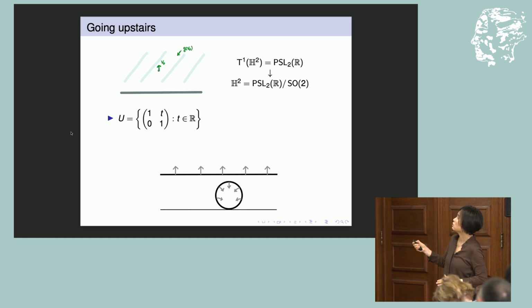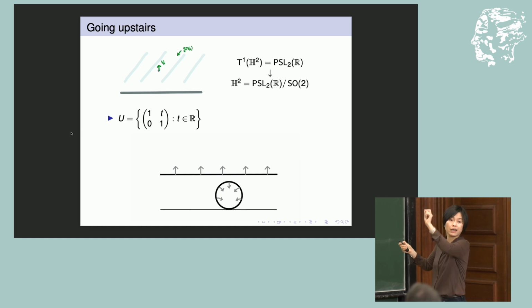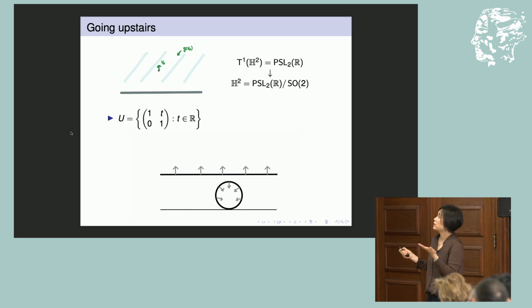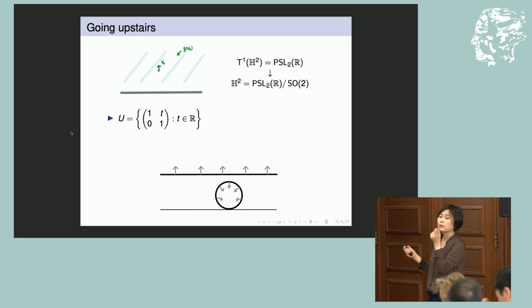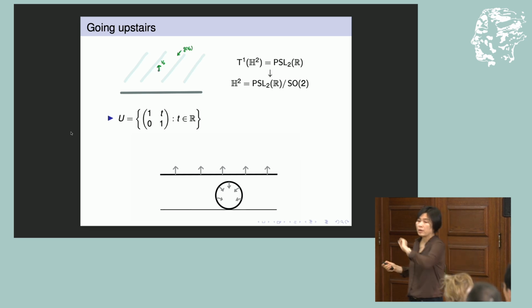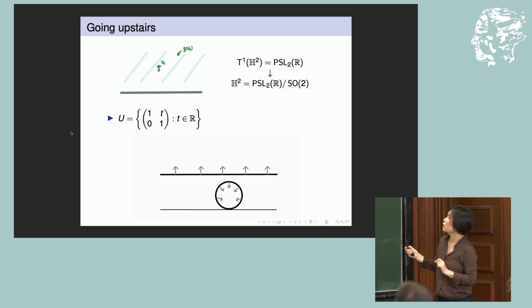T1 of H2 is a notation for the unit tangent bundle of H2. This is simply the collection of all the unit tangent vectors, like these arrows. And PSL2R acts over there transitively. Moreover, the stabilizer now becomes trivial, because you think about this upward normal vector based at I. Remember, the stabilizer of I was the rotation group. So now I have a vector.